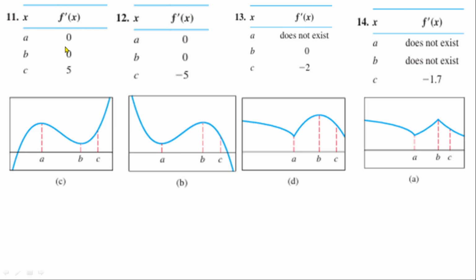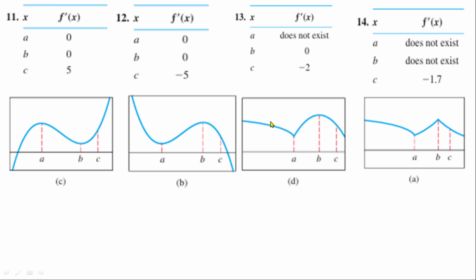That 11th table, with local maximum or local minimum at A and B and the slope increasing at C, that is the graph C. And this table is matched with this graph B, that is f dash of A equal to 0, that is a local minimum, here it is a local maximum and this slope is decreasing, that is f dash of C is minus 5, less than 0.